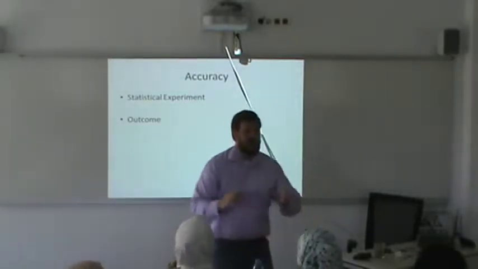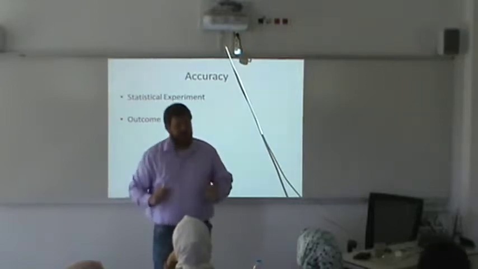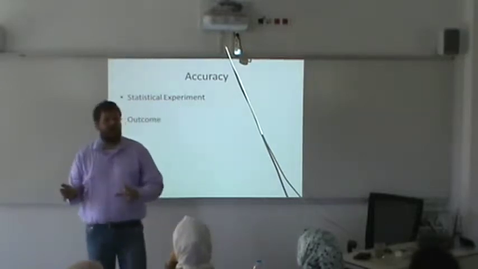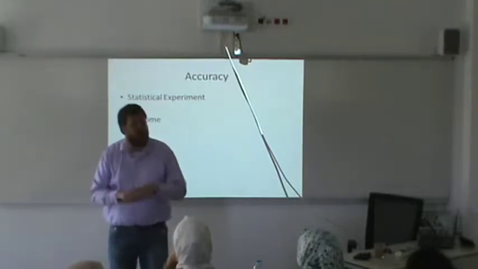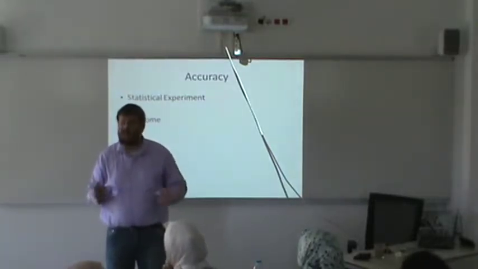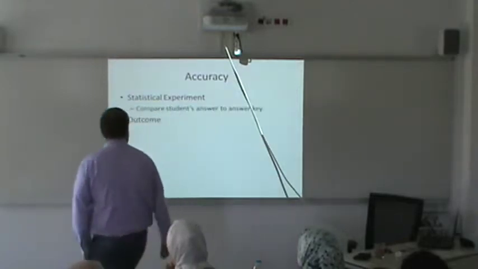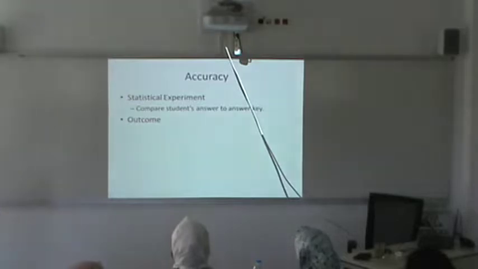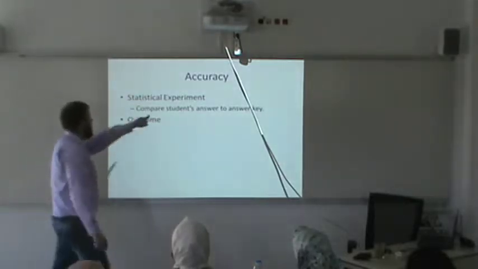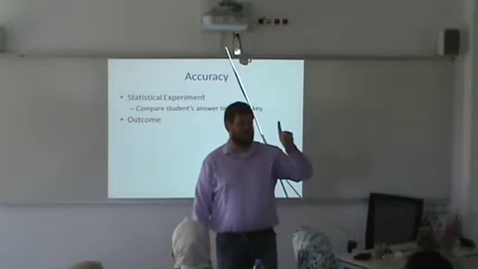That's right. So we have an answer whose accuracy is in question, and we have a key. And we do this comparison. And then we say, are these two answers close enough? Right? So the statistical experiment would be to compare a student's answer to an answer key. Notice I have a student's answer for one outcome.